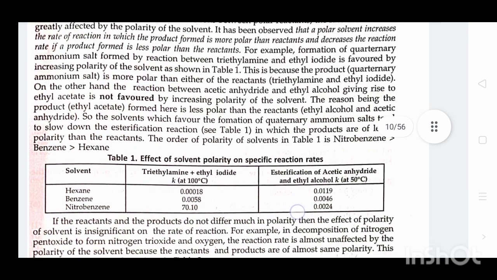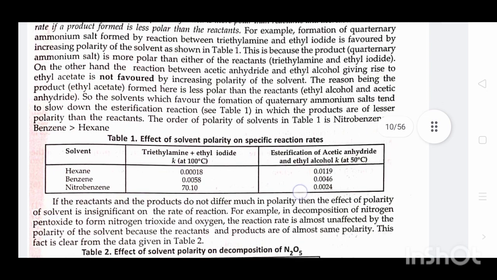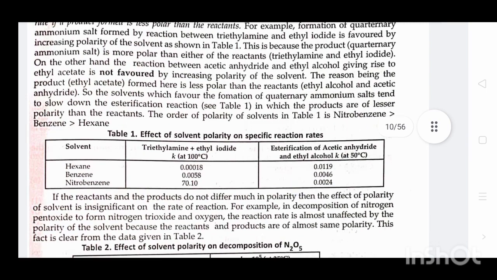On the other hand, the reaction between acetic anhydride and ethyl alcohol giving rise to ethyl acetate is not favored by increasing polarity of the solvent. The reason being the product formed here is less polar than the reactants. So the solvents which favor the formation of quaternary ammonium salts tend to slow down the esterification reaction in which the product is of lesser polarity than the reactants. The order of polarity of solvents in table 1 is nitrobenzene greater than benzene, and benzene greater than hexane.